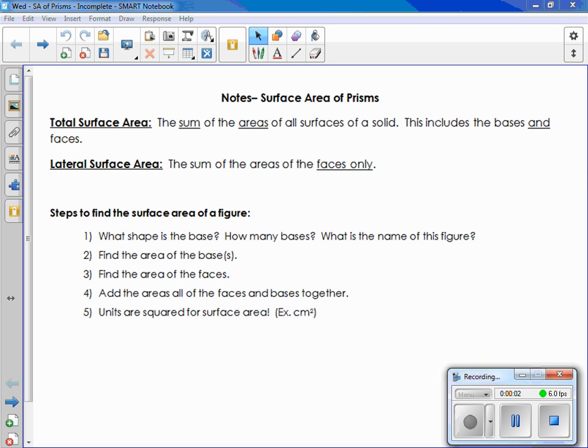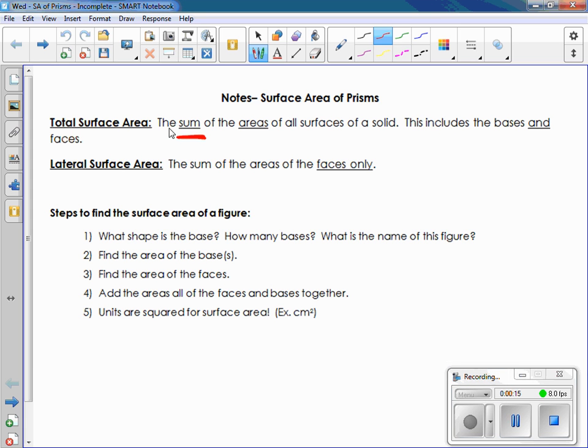This lesson is covering surface area of prisms. First of all, there's two different types of surface area that sometimes you'll be asked to find. One is total surface area and one is lateral area. The total surface area is when you're finding the sum of the areas of all surfaces, everything, of a solid. This includes bases and faces.